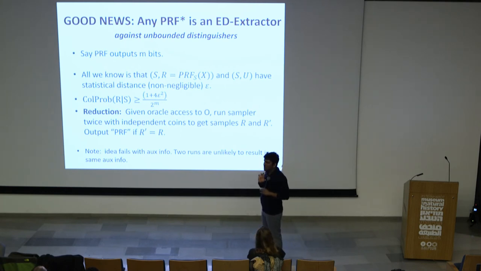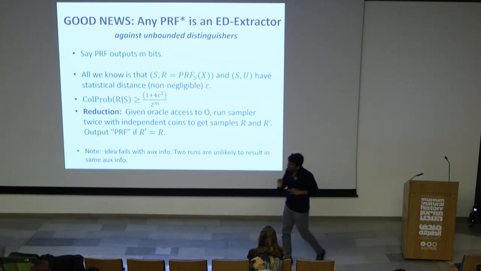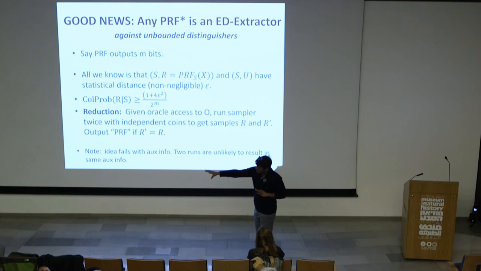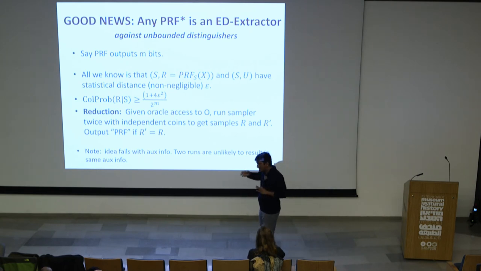No. The distinguisher gets the seed, and it gets the output of the extractor. Okay, good. So here's the experiment. The source makes a bunch of queries. It outputs a string, right? The string has to have min entropy. That's a condition. And what the distinguisher gets is the seed, the description of the oracle, together with the output of the extractor, or random, one of the two, and it has to say which one it is.